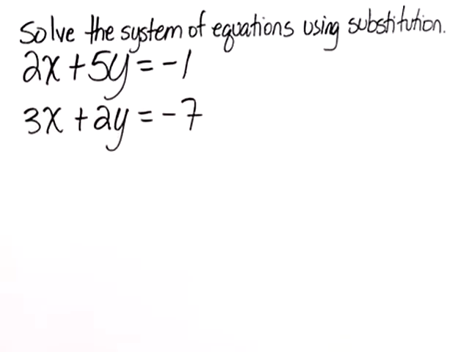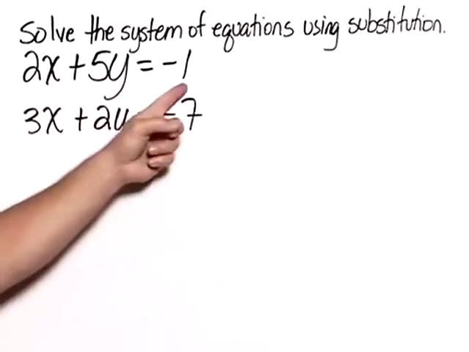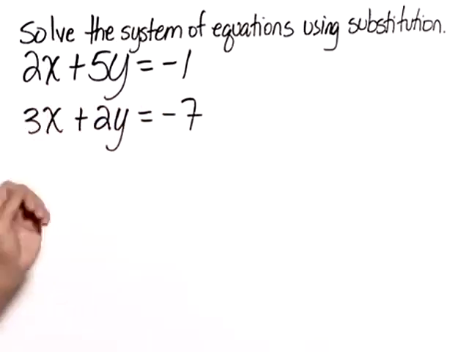Solve the system of equations using substitution. And we have 2x plus 5y equals -1 and 3x plus 2y equals -7. Now, the method of substitution, we take one of the equations and solve for one variable in terms of the other, and then substitute that expression into the second equation.